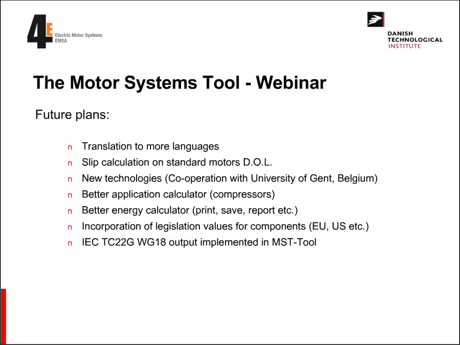We would like to improve the application calculator. We would like to include, for instance, compressors and hydraulics. And we would like very much to include on the energy calculator side the possibility to print out, to save, and so forth. And also we would like to include legislation values for different components. On the European side, we have the eco-design, the minimum efficiency performance standard. It could very easily be included, and the same, of course, goes for all other parts of the world.